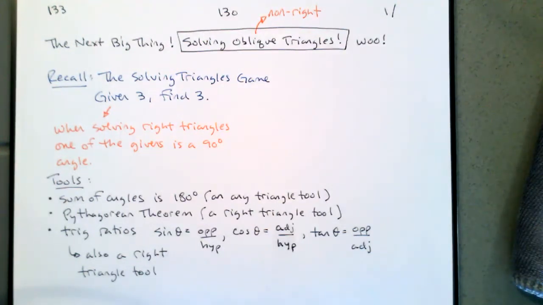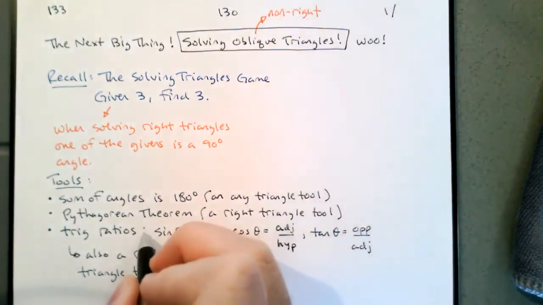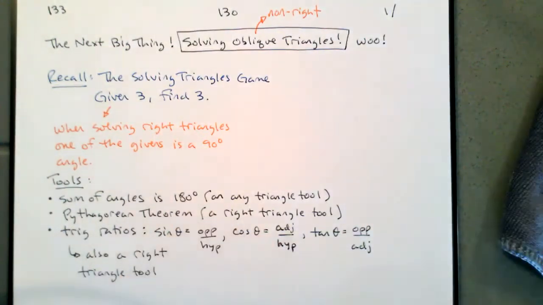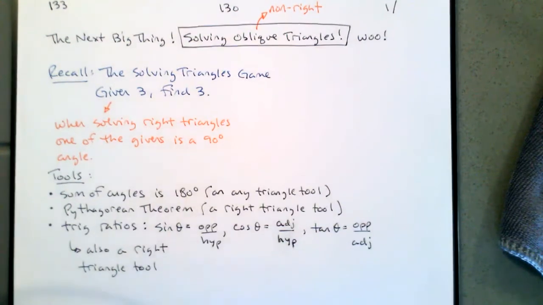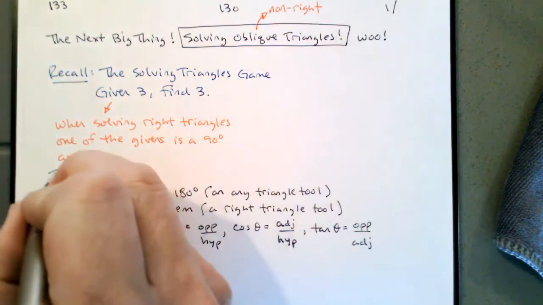The Pythagorean theorem and our trig ratios are for right triangles only. And the game that we want to play now is solving oblique triangles, which means we're not going to have a 90-degree angle. Any questions before we start developing our tool set?